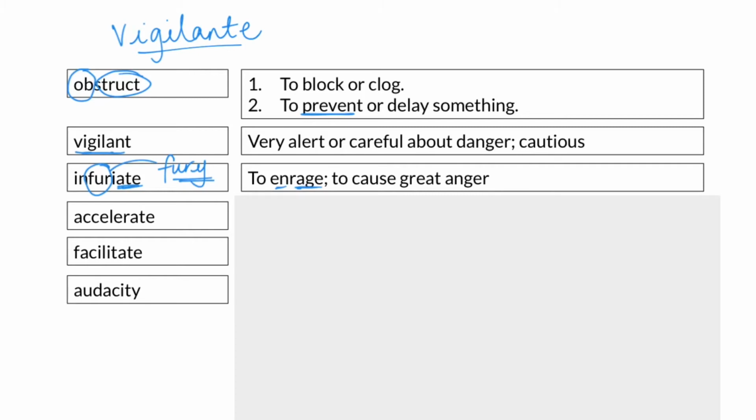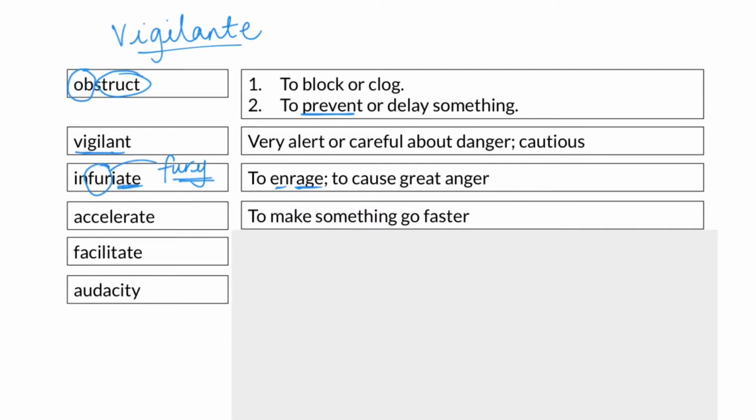Now, accelerate. Most of you will probably know this because of cars. In cars, you have the accelerator pedal, and what does that do? It makes your car go faster. To accelerate something is to make something go faster. You might accelerate a process by just making it easier for someone, make it go more quickly.